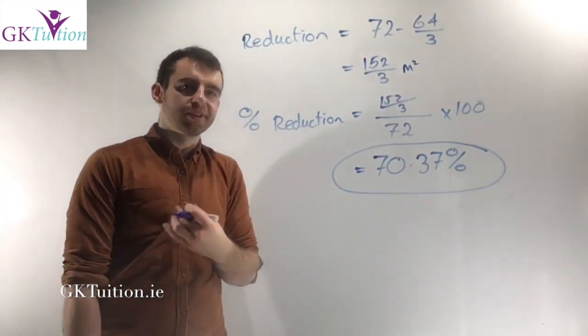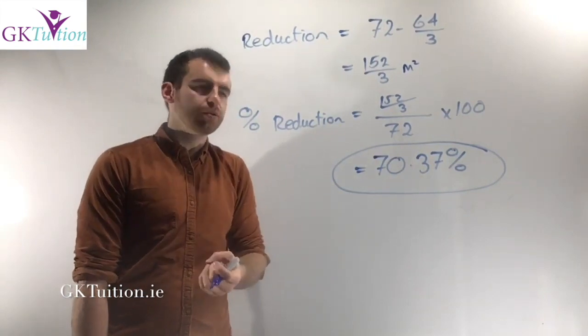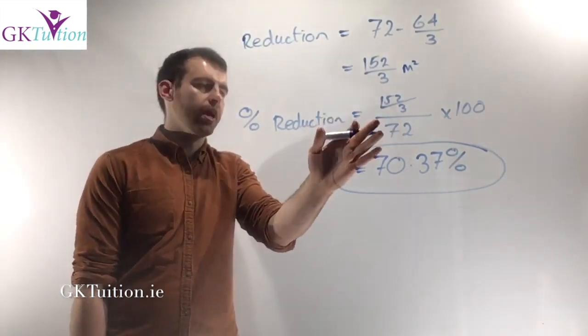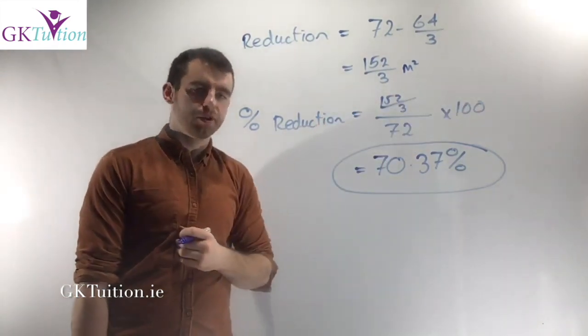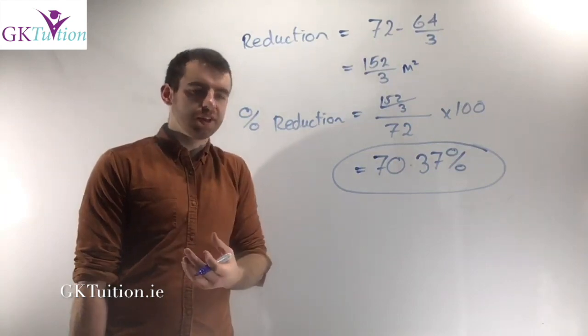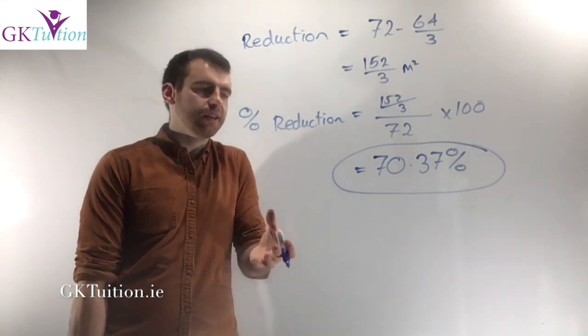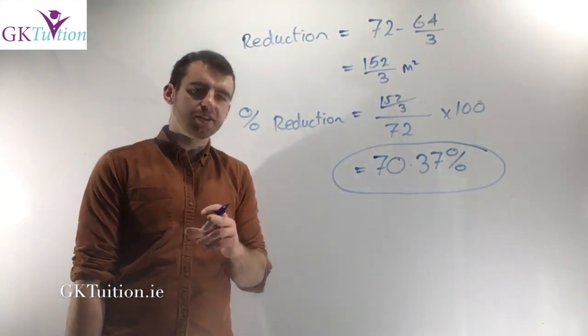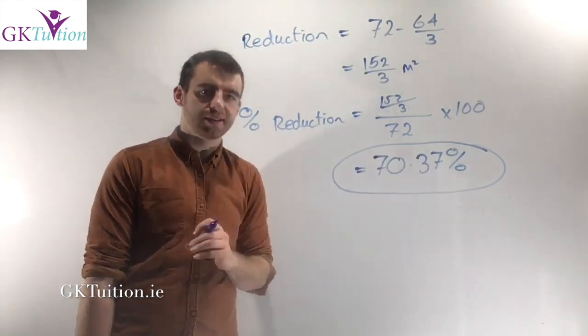And I'm looking for the percentage reduction. The percentage reduction will be the amount it reduced by divided by the original area, and I'll multiply that by 100 over 1. If you plug that into your calculator, the percentage reduction in the cross-sectional area that needs to be excavated is 70.37%. The question asked you to leave your answer to 2 decimal places, so that's it.